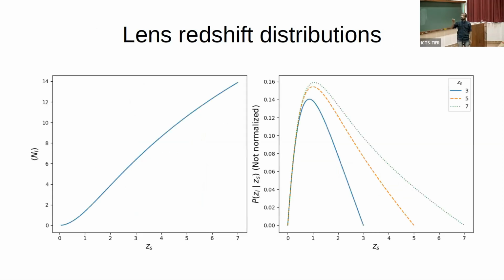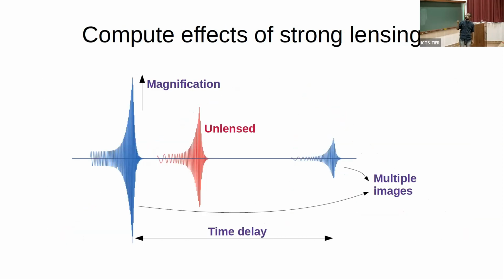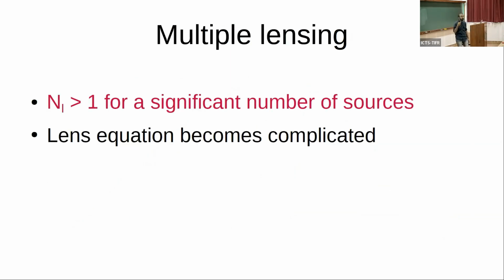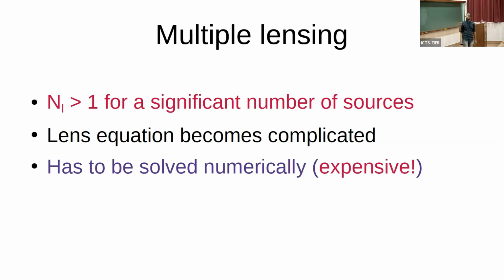As I said, there are many lenses possible. So the problem is that of multi-plane lensing. You have multiple lenses placed at different planes from you to the source. And in this case, the lens equation, whose solutions give the magnifications, is very complicated, and it has to be done numerically, which is very expensive.